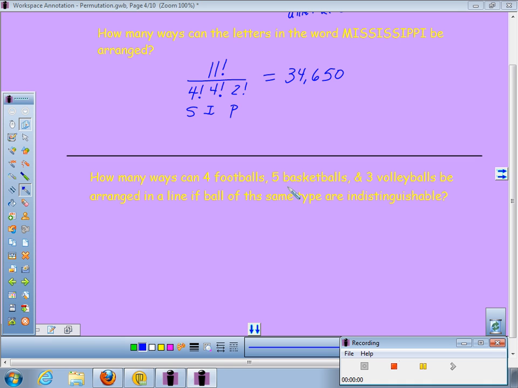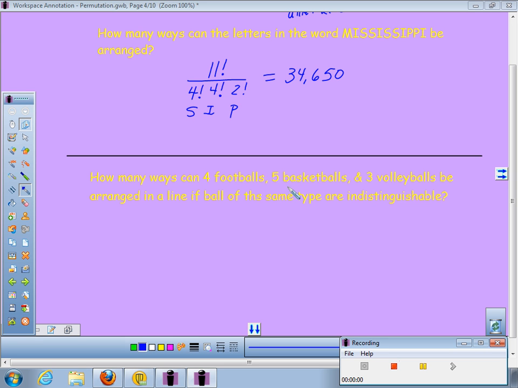Alright, so I got 4 footballs, 5 basketballs, 3 volleyballs. They're all going to be arranged along a line. I want to know how many ways there are to arrange them if the balls of the same type, like all the footballs, are indistinguishable. What does the word indistinguishable mean? They look exactly the same.